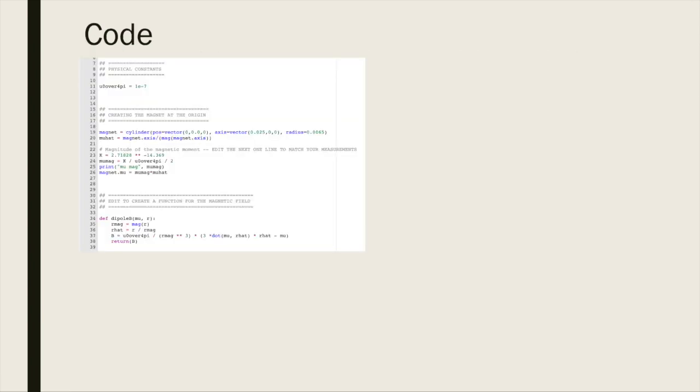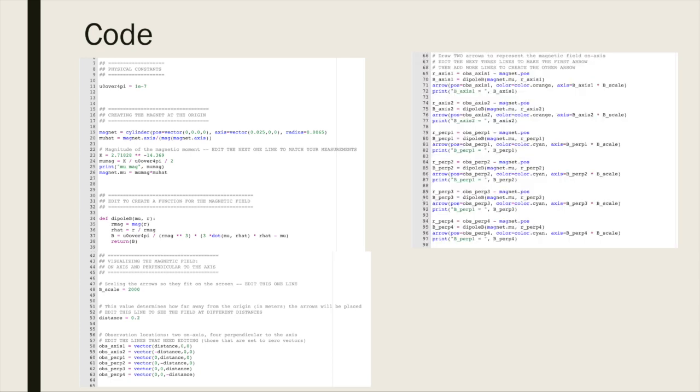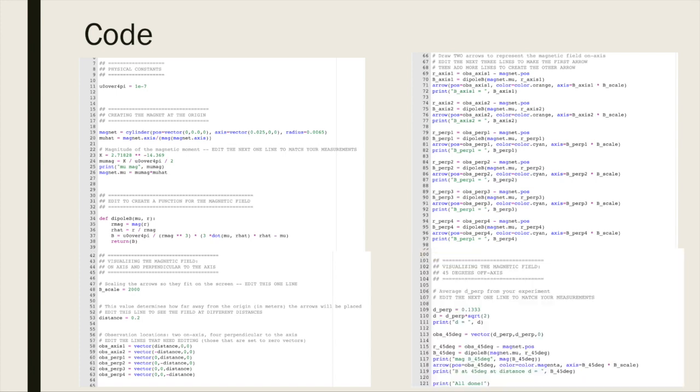Let's now look at the coding section. First, I inserted the value of k to calculate mu and define the function for magnetic field. I then created observation locations that are on-axis and perpendicular to the magnet. Following this, I created arrows representing the magnetic field at each observation location. Finally, I used the d_perp values to simulate the off-axis magnetic field.